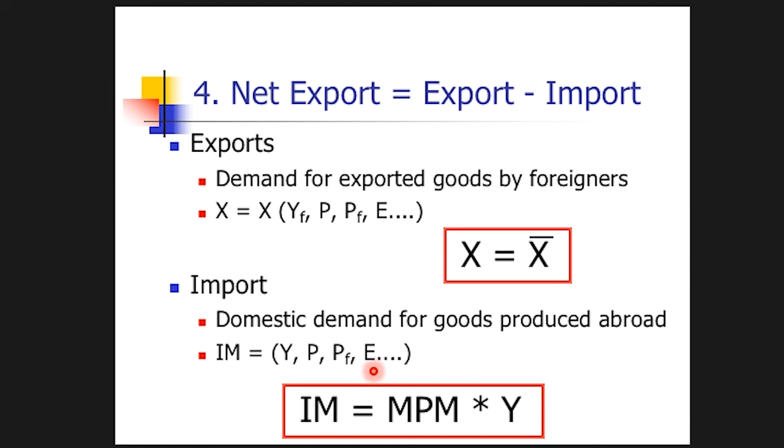Here we can see that if domestic income is higher, citizens will buy more imported goods. And the share of income spent on imports is called the marginal propensity to import, MPM.